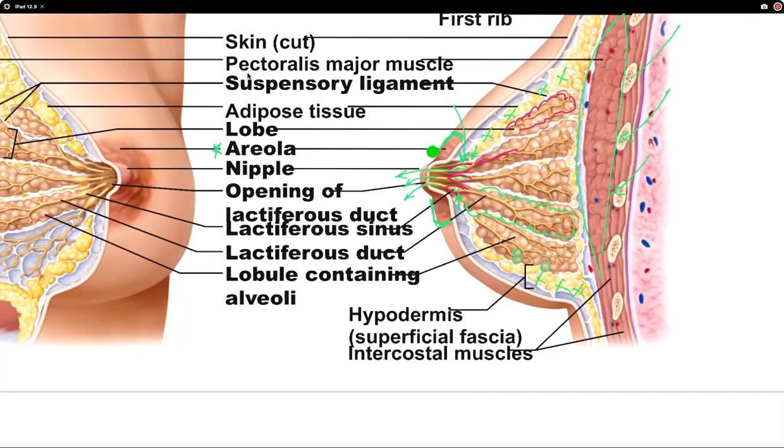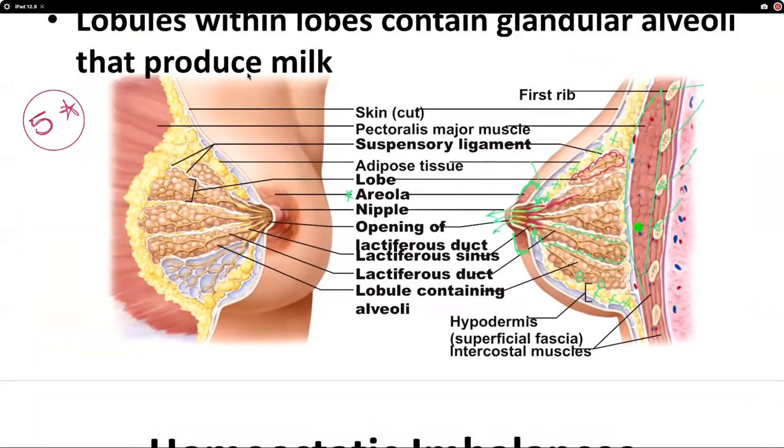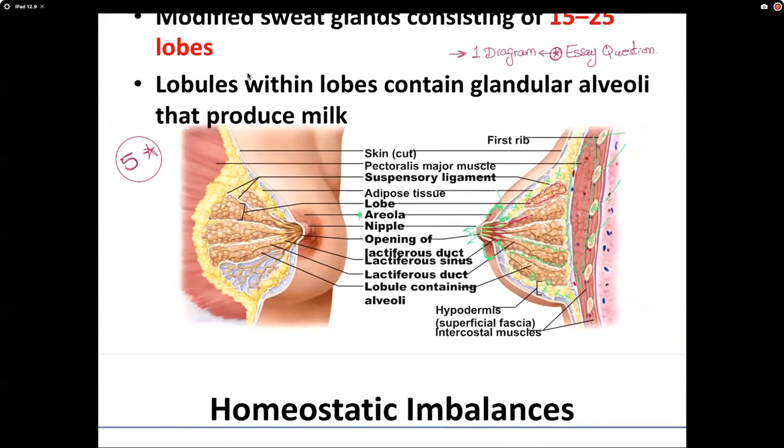The nipple here is surrounded by darker colored skin. This is the areola. The breast sits on top of the pectoralis major. The mammary glands are surrounded by adipose connective tissue, which is going to be located below the skin. This is the hypodermis. Questions.